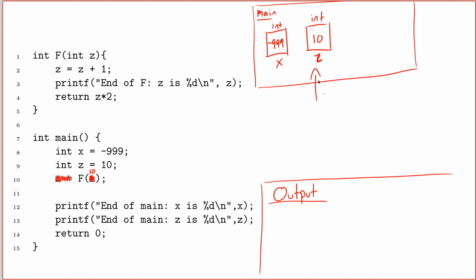F is not being given z. F is being given a number. It's being given a sheet of paper with the number 10 on it. F has no idea where that originally came from. So I call f with the argument 10. And we know how to set up our function after we call it.